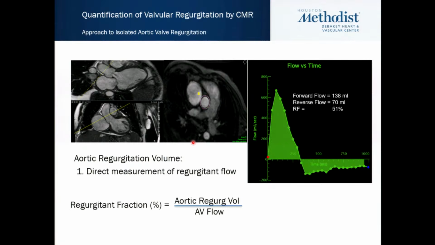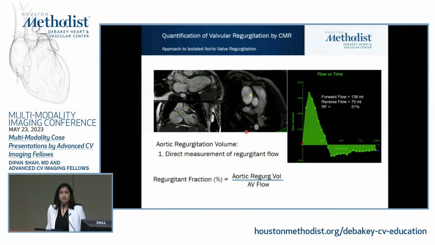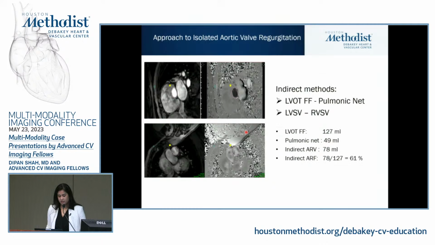How do we know it's real? Is this indeed a severe aortic regurgitation? We don't want to get fixated on just one method. We want to look at more than one method, especially in these complex cases. We want to use all the tools that we have on CMR. And there's other methods that we use.